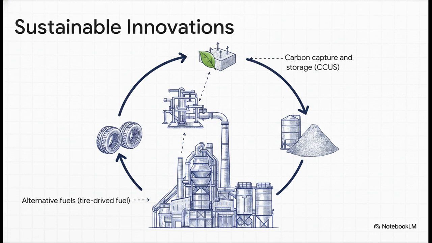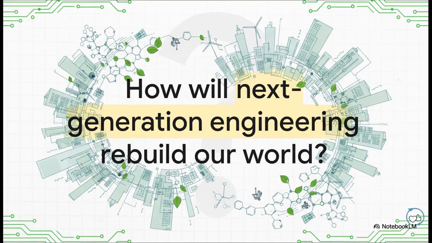And, crucially, they're starting to use alternative raw materials, like fly ash from power plants and blast furnace slag, to create lower-carbon cement blends. They are essentially turning industrial waste into valuable, strength-building assets for a circular economy. It's a real game-changer. So, this leaves us with a pretty profound question to ponder. How will next-generation engineering continue to rebuild our world's blueprints sustainably?